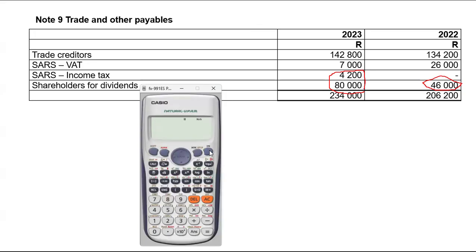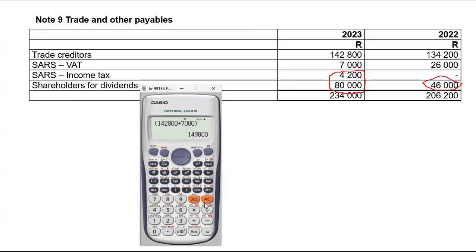It means that trade and other payables for 2023 will be 142,800 plus 7,000. Okay. This will be for 2023. And let me see how much that gives me. It gives me 149,800. Let me just put it like that.